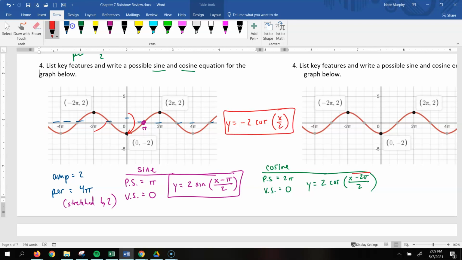So you could use either one of these 2 equations for the cosine function, and then the purple would be the sine function. So that's how you do the gold and the green sections here. So hopefully that answers your questions.